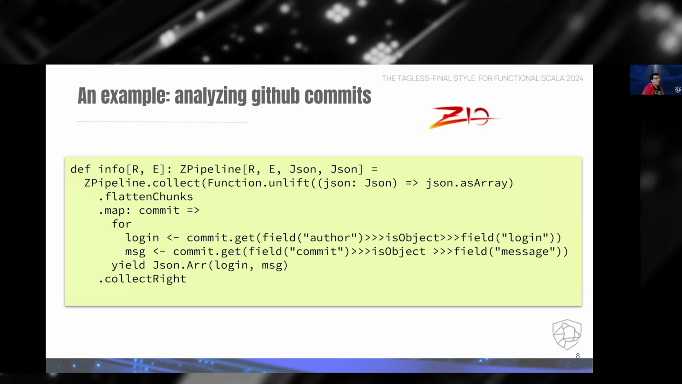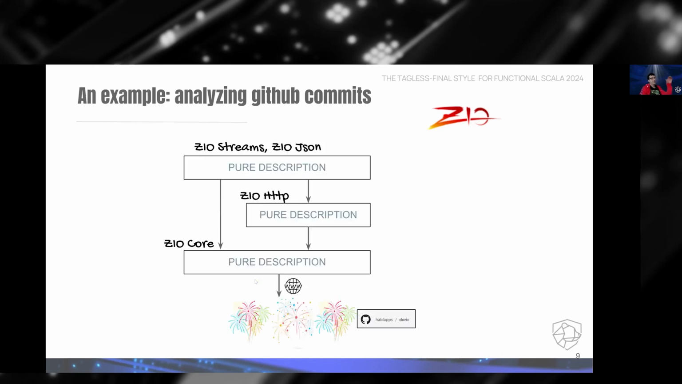Okay. For the second stage, it's also really easy. We start from a stream of arrays, so we flatten these arrays and then extract from each commit the relevant information, and we encapsulate this author login and commit message fields in a small array, right? So the architecture of this small application fits the picture that we saw before.